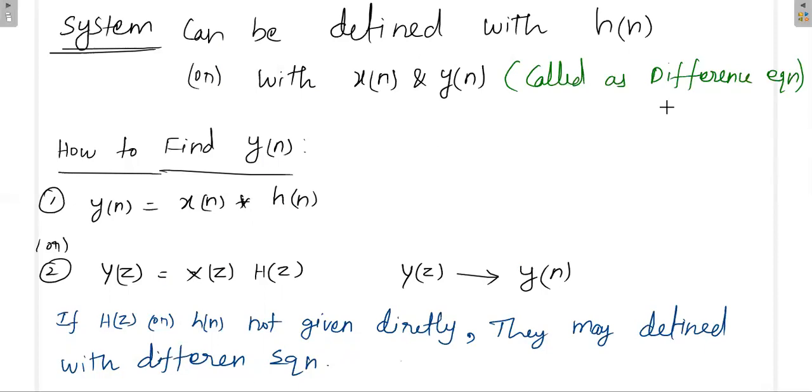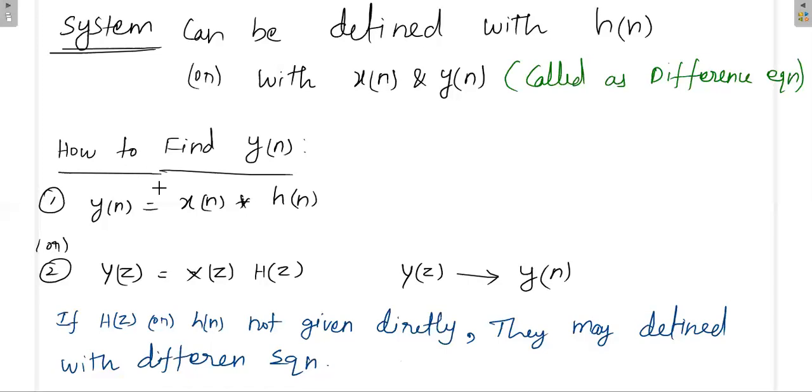In the time domain, we use the differential equation. Similar to that, in the discrete domain we use the difference equation, because we cannot do differentiation for a discrete signal.